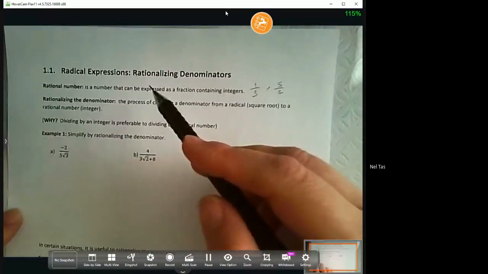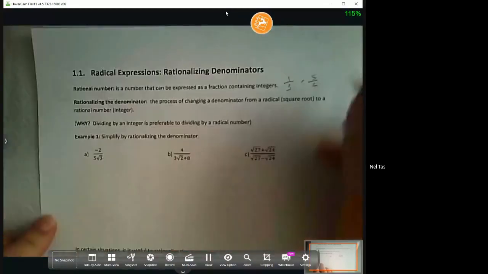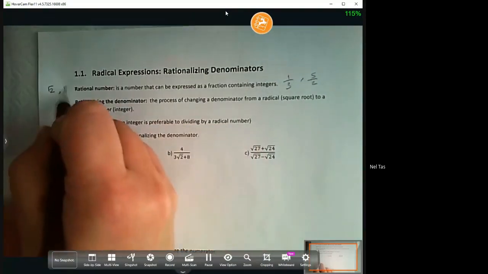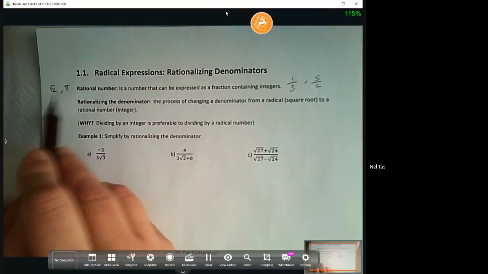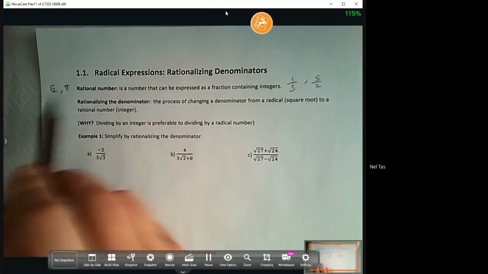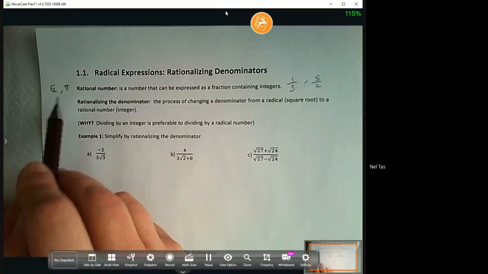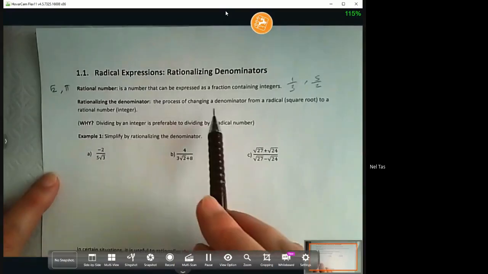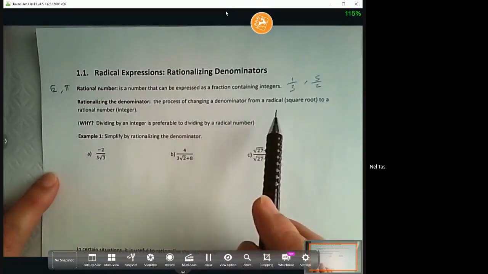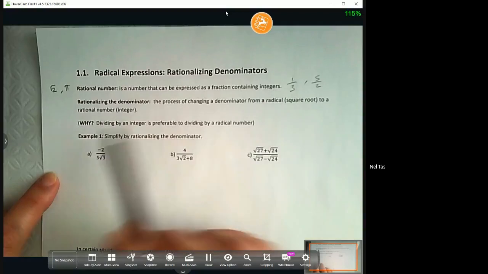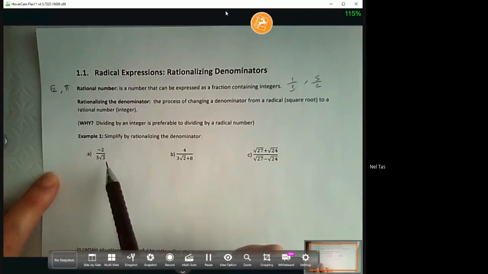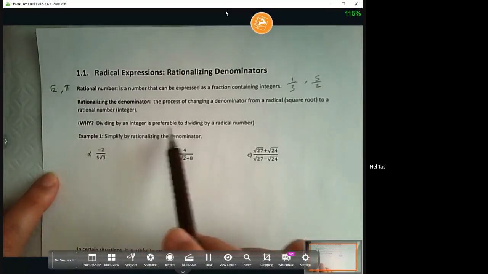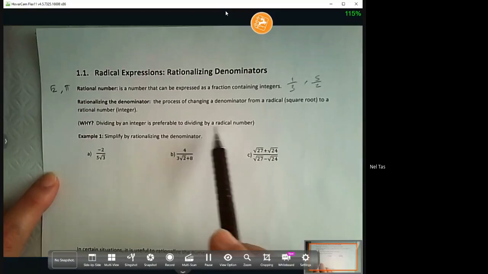What is an irrational number? If you have, let's say, square root of 2 or pi, right? Those numbers cannot be represented with a fraction, so they are called irrational numbers. So what is rationalizing the denominator? It is the process of changing a denominator from a radical, square root, to a rational number, an integer. So we want the denominator to be an integer. Why? Dividing by an integer is preferable to dividing by a radical number.